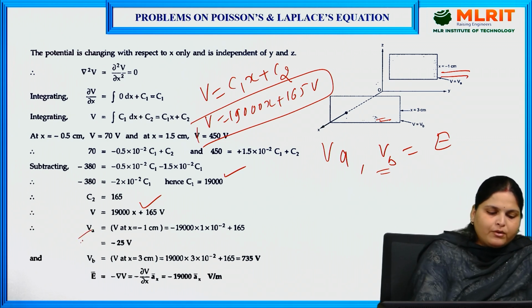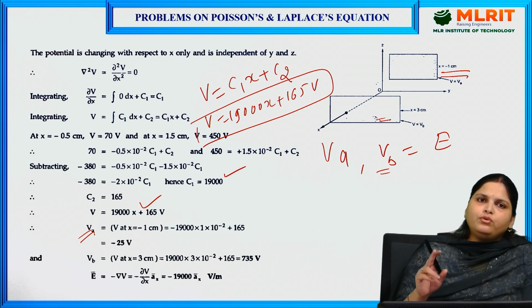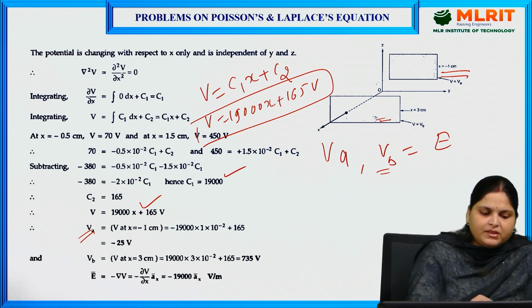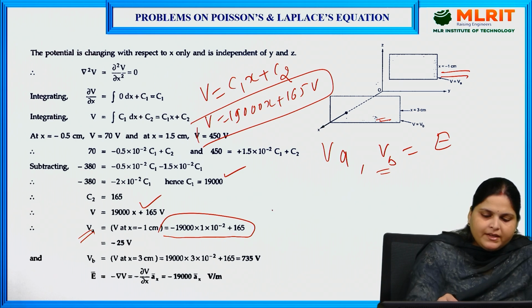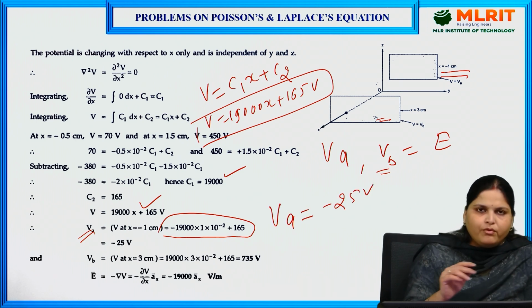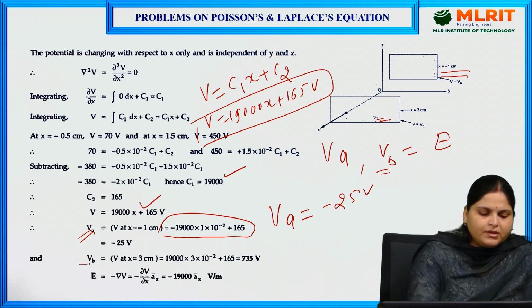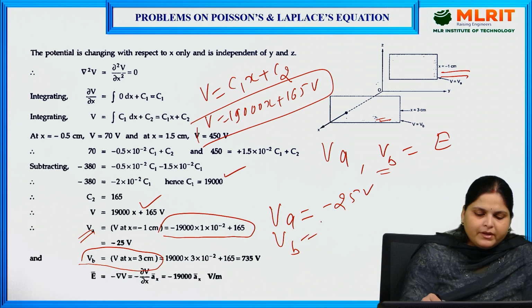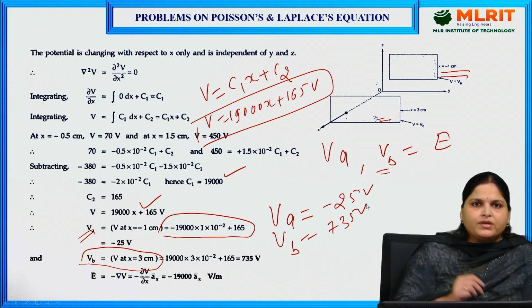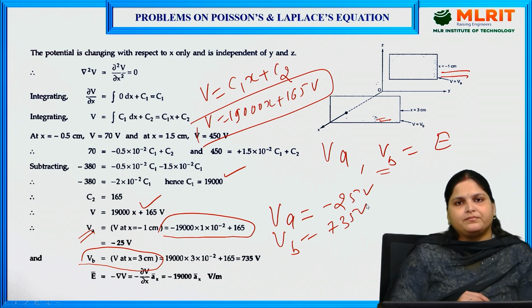To calculate VA, we will put x equals minus 1 centimeter in this equation, and we get VA equals minus 25 volt. Second, we will put x equals 3 to calculate VB, and we will get 735 volts. This is VA and this is VB.